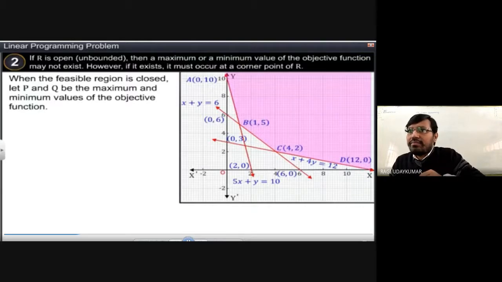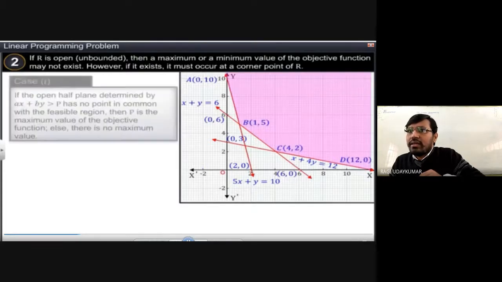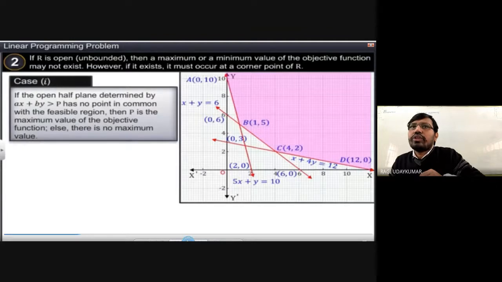Look, this is the common region. A, B, C, D are the points taken, and the region with the pink color shown to you is unbounded. So the maximum profit, the maximum value of the objective function, may not exist. If it exists, it must occur at a corner point. So what is case 1?